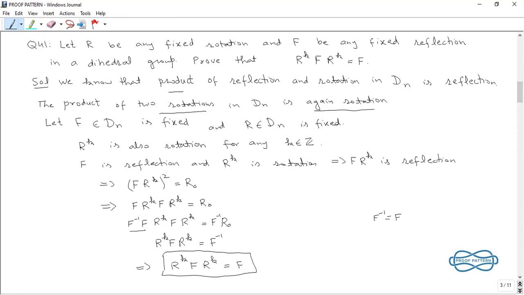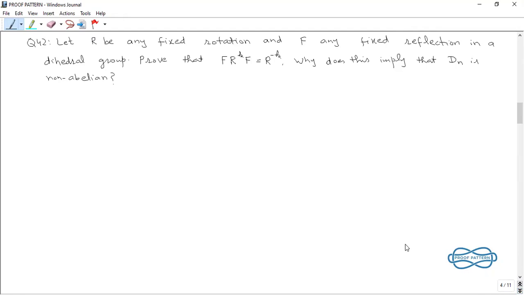Okay, we move to the next question, question number 42, and the statement is: let r be any fixed rotation and f any fixed reflection in a dihedral group. Prove that f r^k f is equal to r raised to the power minus k. And why does this imply that the dihedral group Dn is non-abelian?